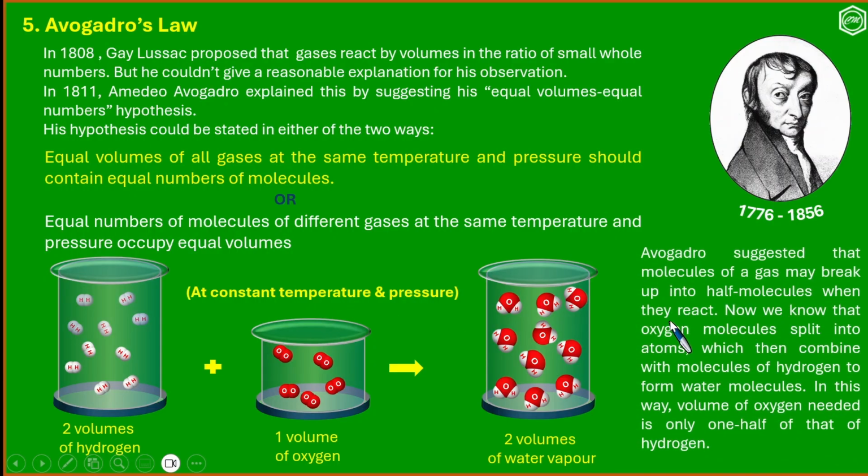Avogadro suggested that molecules of gas may break up into half molecules when they react. Now we know that oxygen molecules split into atoms, which then combine with molecules of hydrogen to form water molecules. In this way, the volume of oxygen needed is only one half of that of hydrogen. In fact, Avogadro was a scientist ahead of his time. His hypothesis was effectively communicated by Stanislao Cannizzaro about 50 years later.